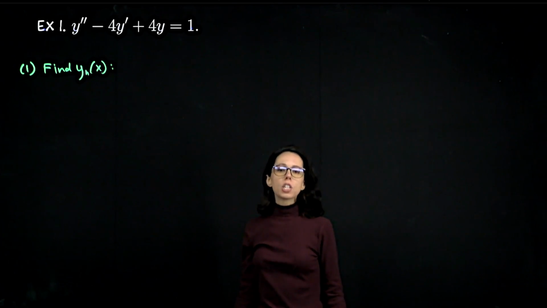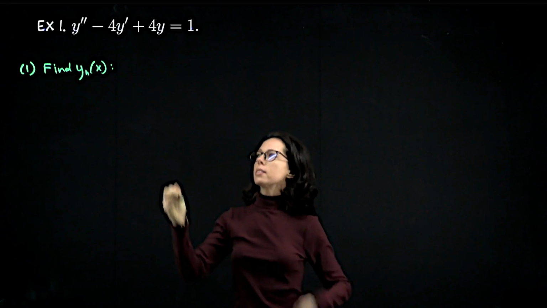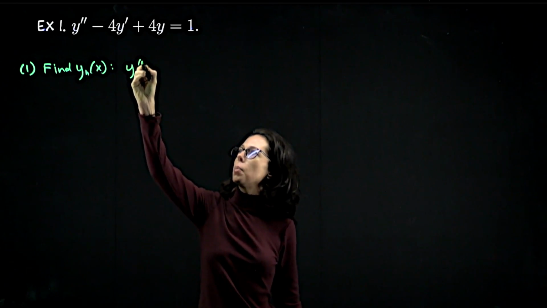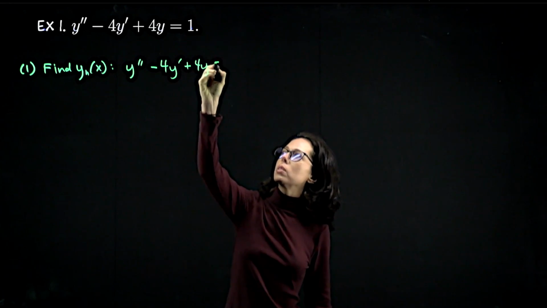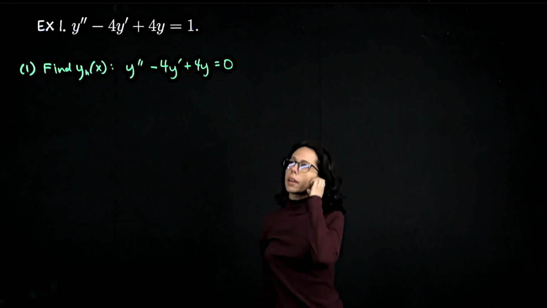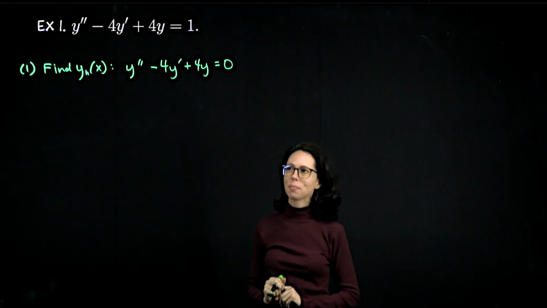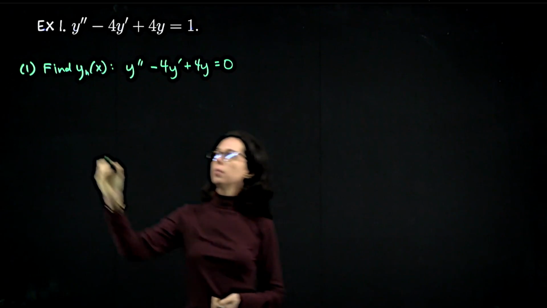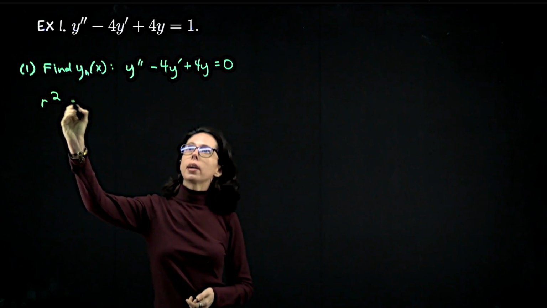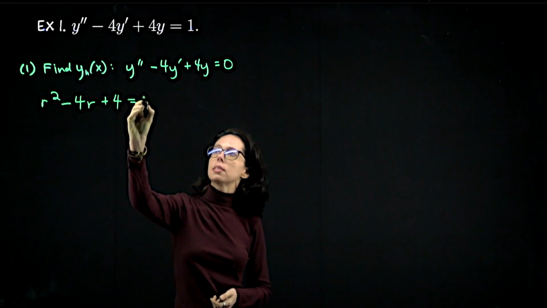This is going to be the function that solves the homogeneous problem that we associate with this. That's going to look like y double prime minus 4y prime plus 4y equals 0. Okay, so we want to find the general solution for this homogeneous second-order linear differential equation. To do that, we're going to revert to the characteristic or auxiliary equation, r squared minus 4r plus 4 equals 0.